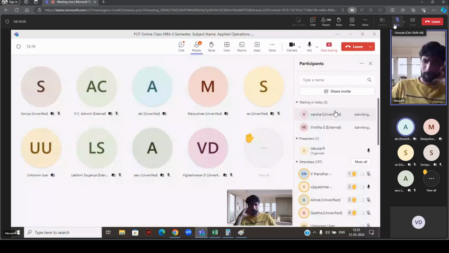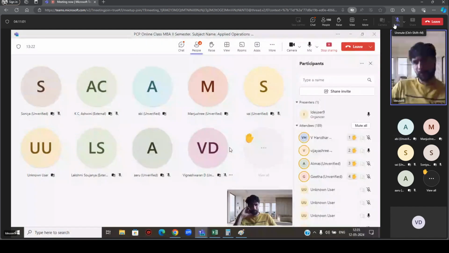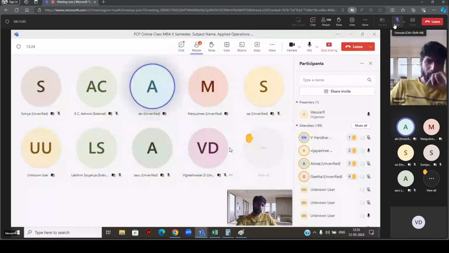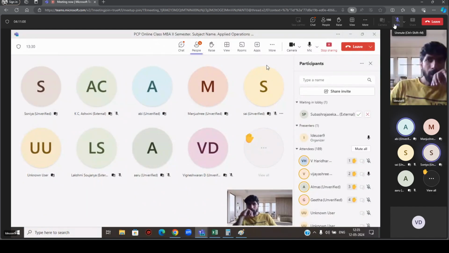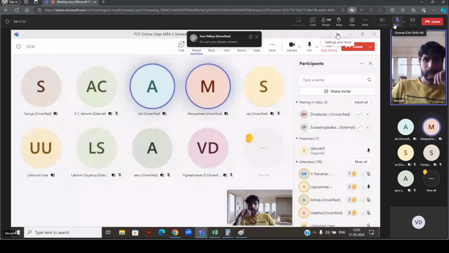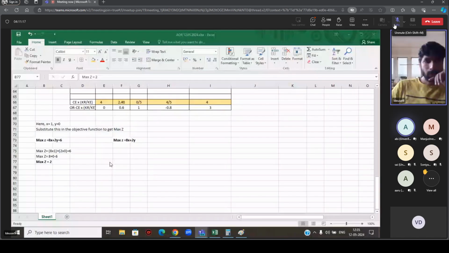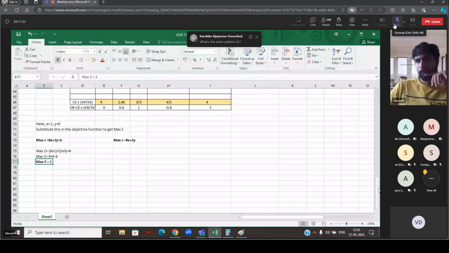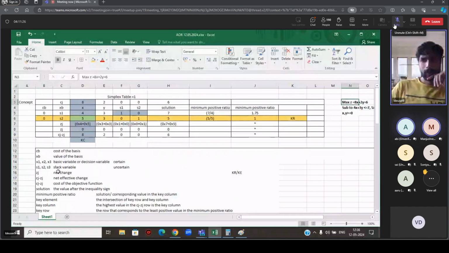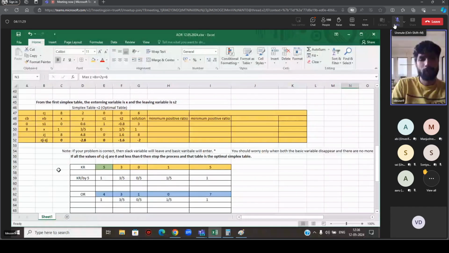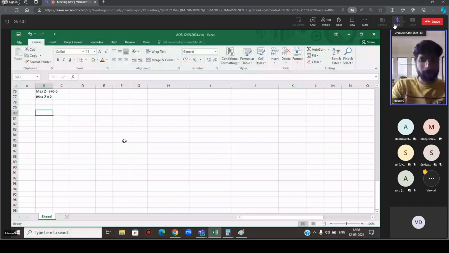What standard form of simplex? Okay, that is here. The standard form of simplex is here. Your objective function, I'll put it here only. Okay, standard form, I'll just put it here.